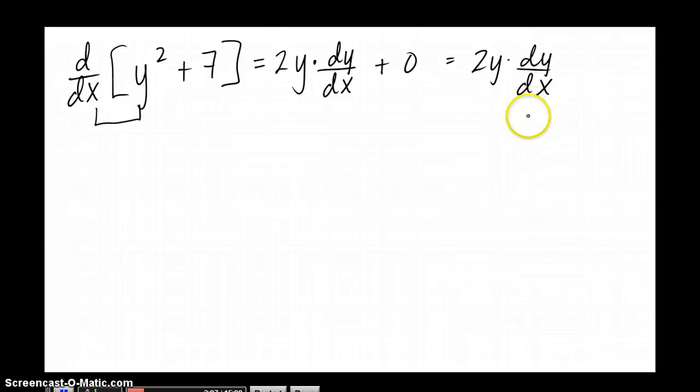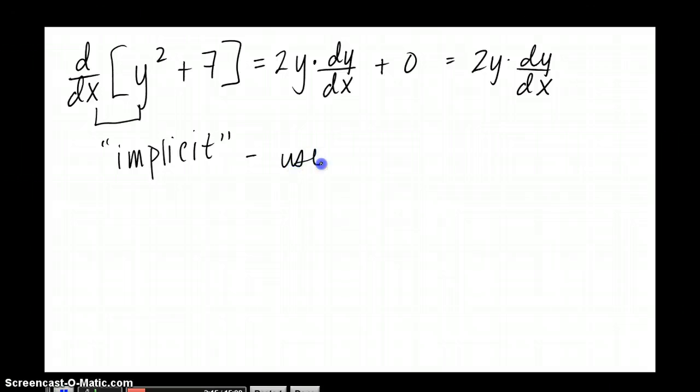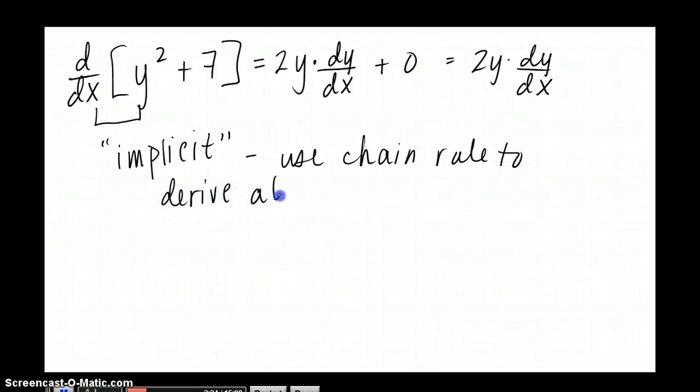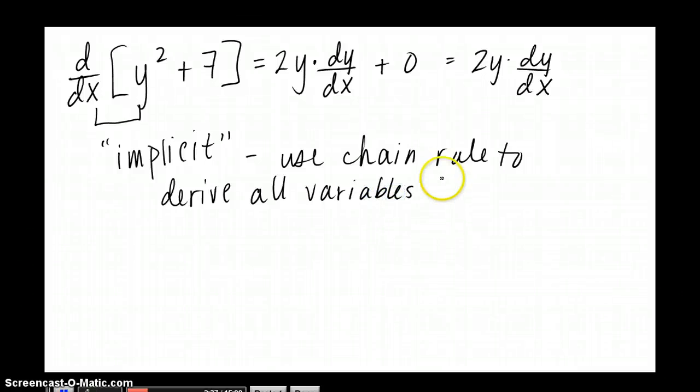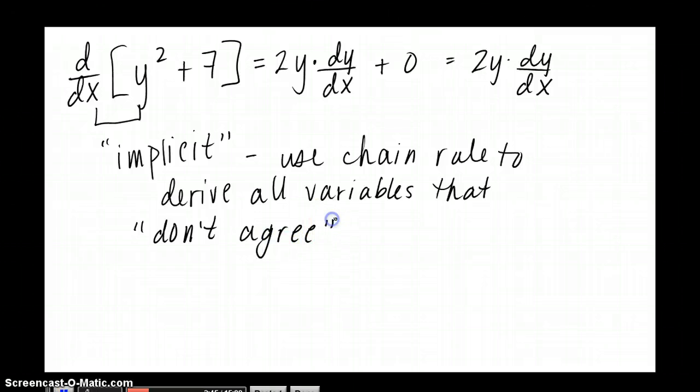Alright, so this is your implicit step. So for implicit, you have to use a part of the chain rule to derive all variables that, and I'm going to put this in quotes, don't agree. Because when you use implicit, variables don't agree with each other. What do I mean by that? I want to derive with respect to x, but my variable in my expression is a y. These variables don't agree, so when I go to apply my derivative rule, I have to use the chain rule by multiplying by the derivative of that variable in the expression with respect to x.